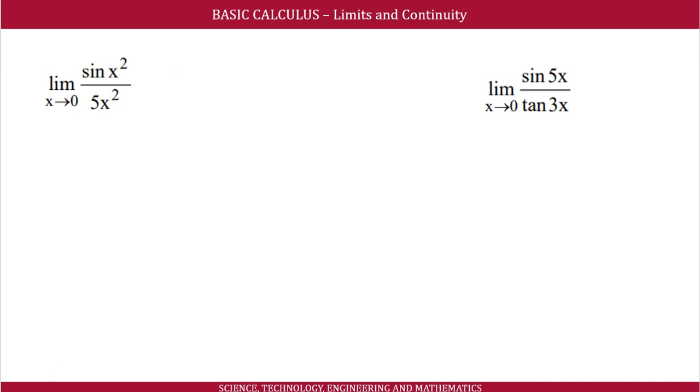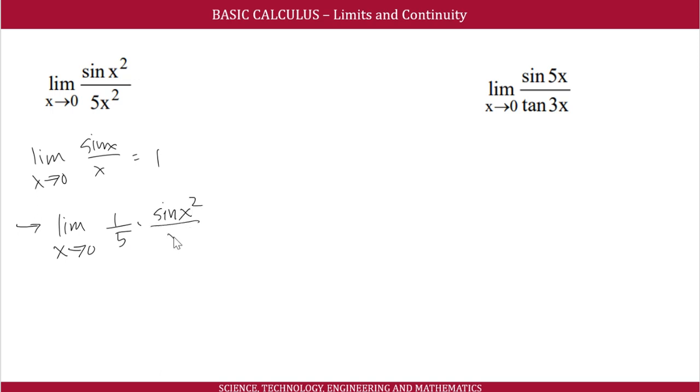How about the limit of sine x squared over 5x squared as x approaches 0? We know that we have a special limit, that the limit of sine x over x as x approaches 0 is 1. We can use this. If the given angle is x, the denominator should also be x. In the numerator we have x squared, and we also have x squared in the denominator. And so we can write this as the limit, as x approaches 0, of 1/5 times sine x squared over x squared.